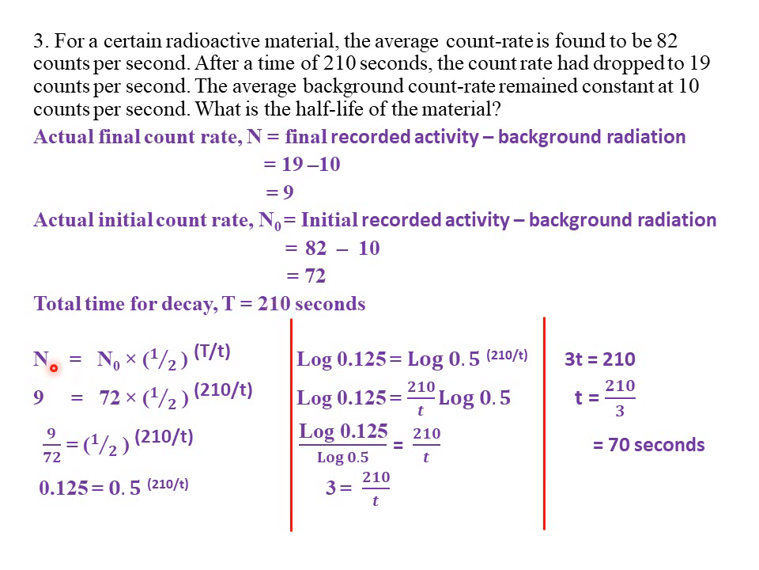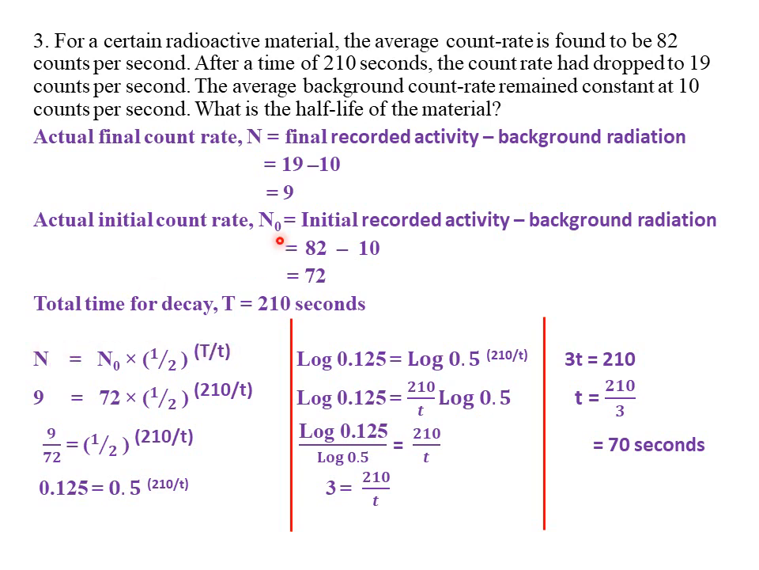Then of course we say that n should be equal to n naught multiplied by a half to the power of T over small t, where of course n in this particular case simply represents the actual final count rate, or simply the remaining count rate after the decay process. N naught will represent the initial count rate. Then of course capital T is the total time taken for the decay process, or for the counting process to be completed. Then small t will represent the half-life.